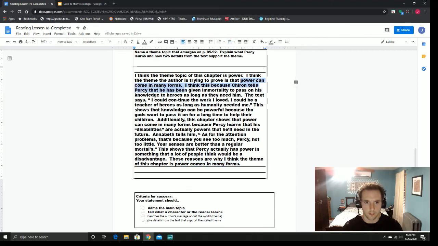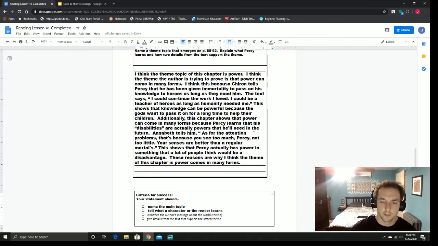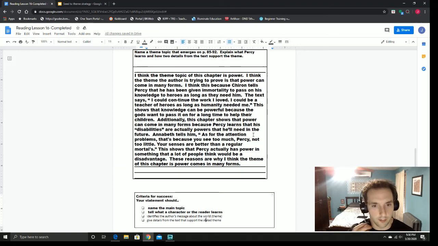Power can come in many forms. And then we gave details from the text that supported the stated theme, showing that these different forms of power, both knowledge and the abilities that Percy has, are both different forms of power. All right, we did it. So if your response looks like this, you should feel very proud.